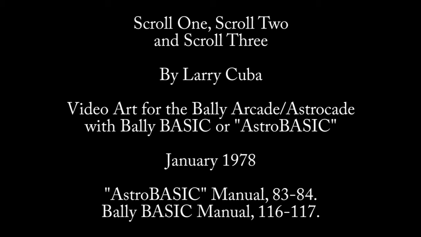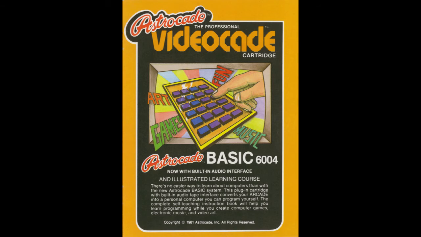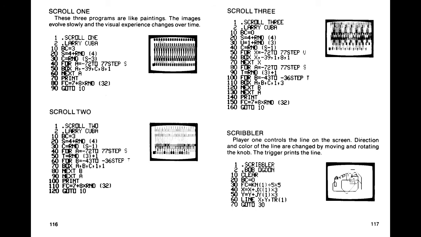Scroll 1, Scroll 2, and Scroll 3 by Larry Cuba are three short video art programs for the Bally Arcade, also known as the Astrocade. These programs run in both Bally BASIC and AstroBASIC. The programs were originally published in the 1978 version of the Bally BASIC manual on pages 116 through 117.